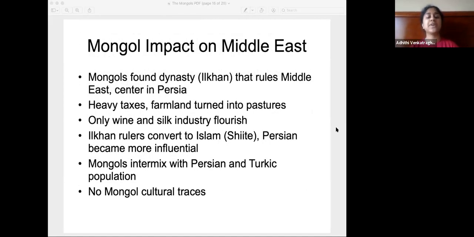The Mongols also founded the Ilkhan dynasty that ruled the Middle East and which had their center in Persia. There were heavy taxes and farmland was turned to pastures, and only the wine and silk industry flourished. The Ilkhan rulers converted to Islam, Shiite Islam, and Persian became more influential. So Mongols began to intermix with the Persian and Turkic population, and there were no Mongol cultural traces.